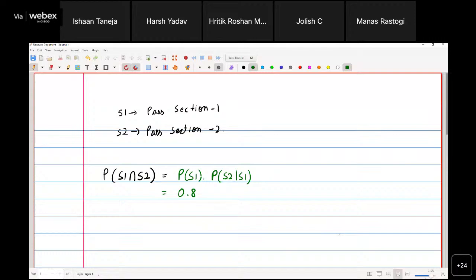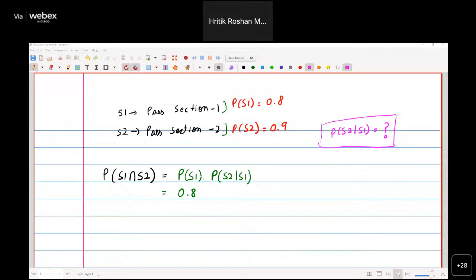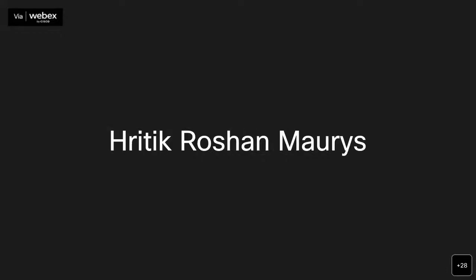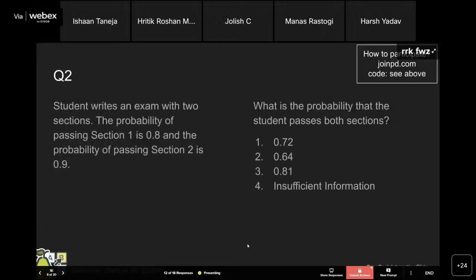It is not given, but by the language it should be like this. We know individually that the probability of passing section 1 is 0.8 and the probability of passing section 2 is 0.9. But do we know this probability? We do not know, but we assume that section 1 and section 2 are independent. But it's not given, right? So it is not given, so we cannot find the second part.